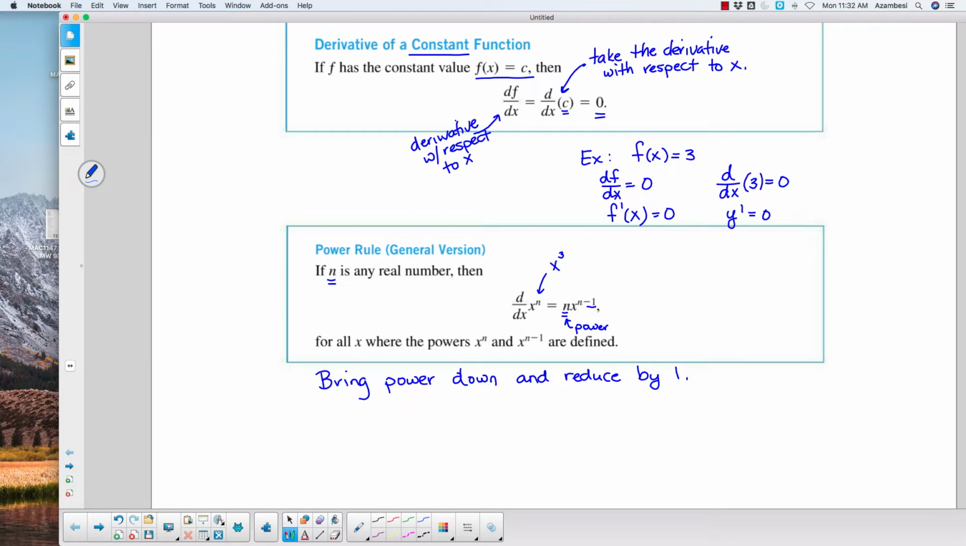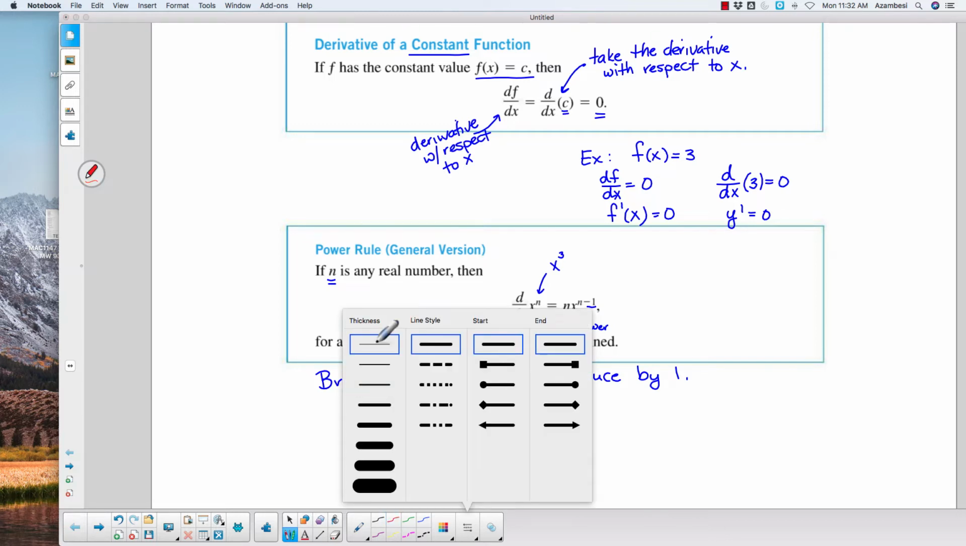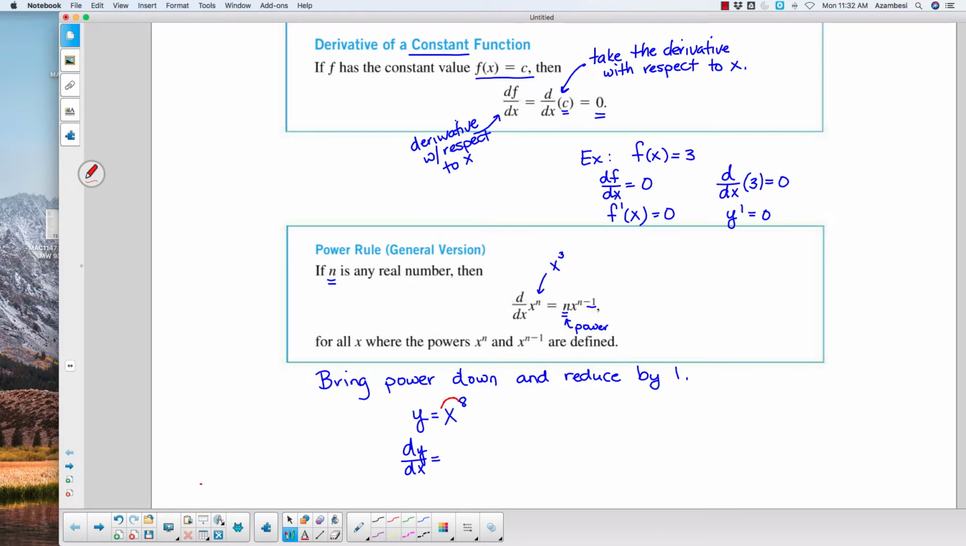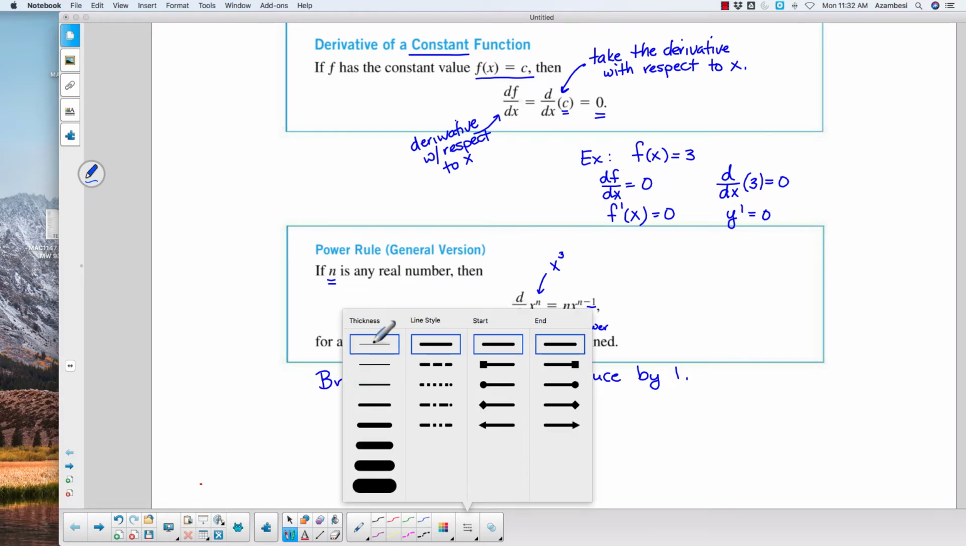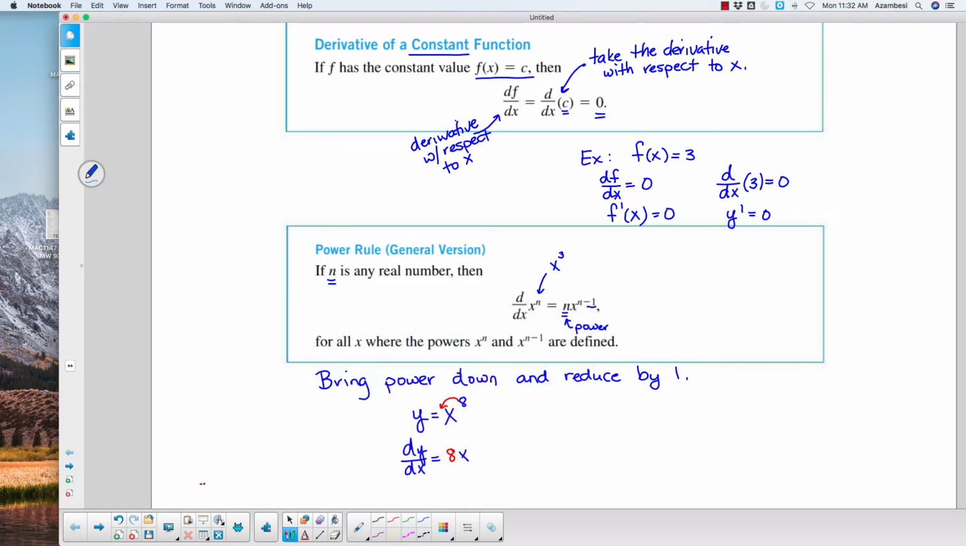So if I have something like y is equal to, let's say, x to the 8th, and I want to take the derivative, dy dx, the power itself comes down to the front, so this 8 comes down to the front, and the x stays where it is, so we have x, and then we reduce the power by 1, so 8 minus 1 gives me the 7th power.